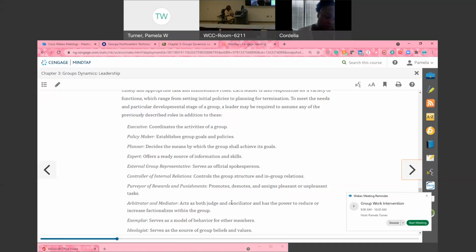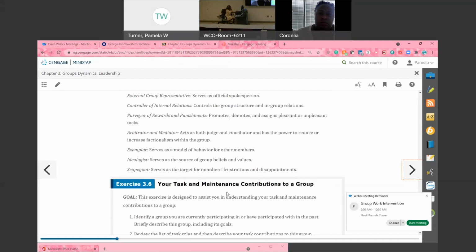A controller of internal relationships, again, that just means controlling what happens inside the group. The exemplar, that's the model, setting an example. Ideologist, the ideology, how perfect I think groups should be.